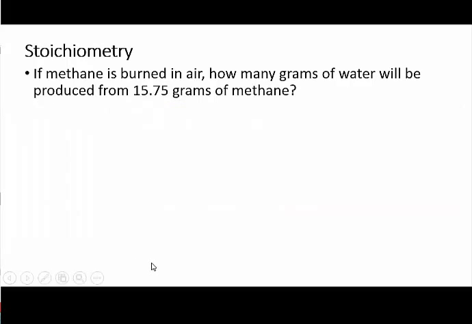Okay? All right. Here's the next problem. Now notice there is a difference. Be careful about the difference. Okay? Do you see the difference? How many grams? It's a methane.